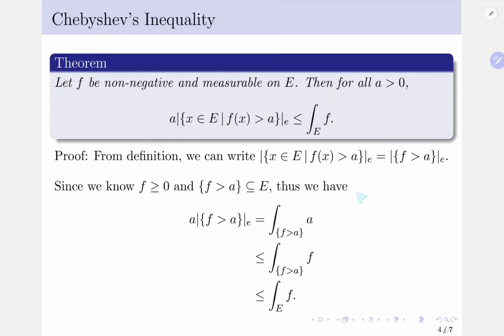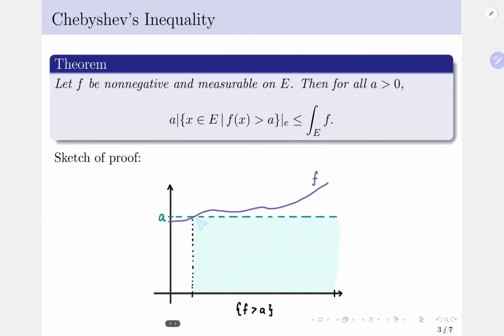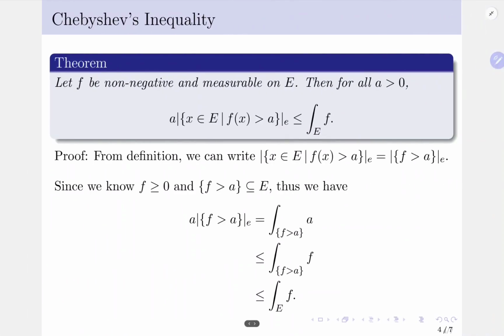From these two facts, we have that a times the measure of the set where f is larger than a is equal to the Lebesgue integral of a on the set where f is larger than a, which is what I said just now, the area of this highlighted region. And from this we can easily show that it is smaller than or equal to the Lebesgue integral of f on the set where f is larger than a.